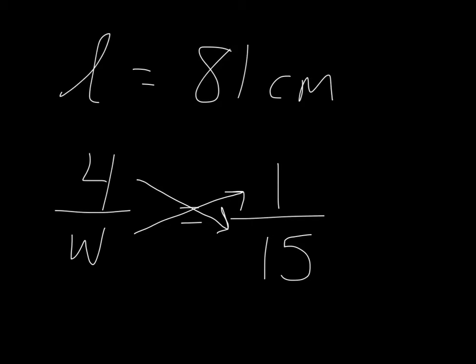So when we cross multiply, we do W times 1, which is W, equals 4 times 15, which is 60. And don't forget your units. It's centimeters. So we have now found the length and we have found the width of the painting, just based off of what information they gave us.